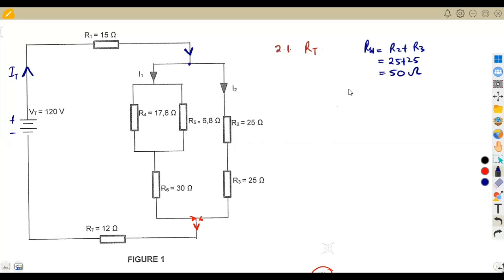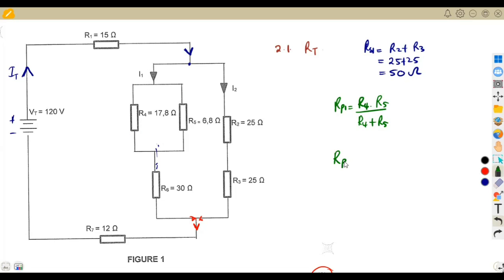Then we move on to this combination here. If we check properly, we have a parallel, then a series. So we are going to have a parallel here and combine it with this resistor in series. In parallel, we know that it is product over sum. So this is our first parallel combination: RP1 is the product over sum of R4 and R5, so R4 times R5 over R4 plus R5. Let us calculate this and see.